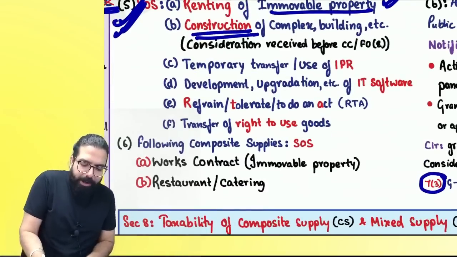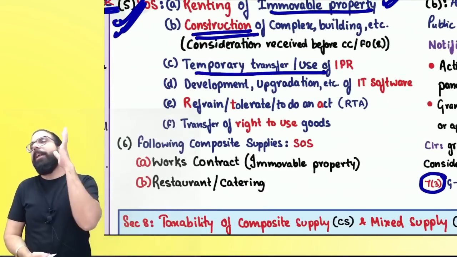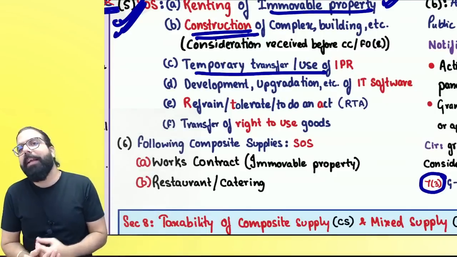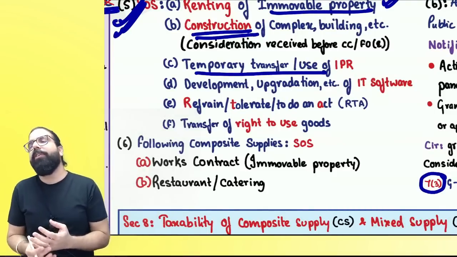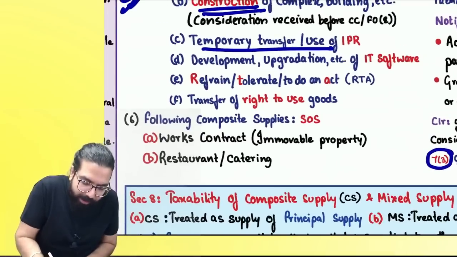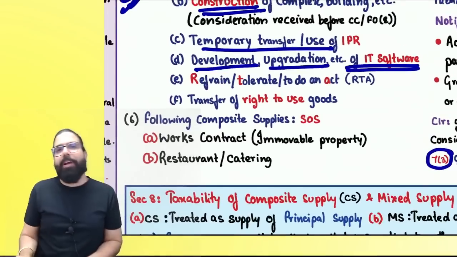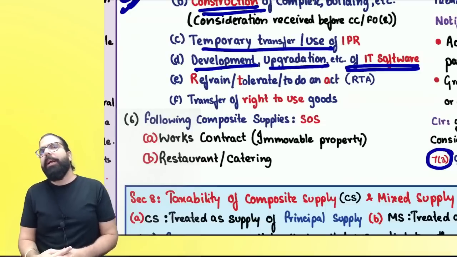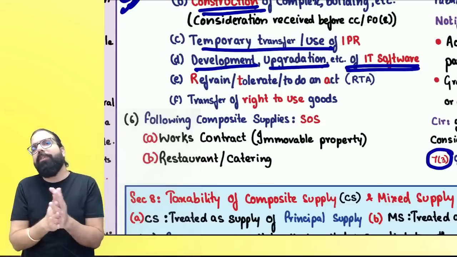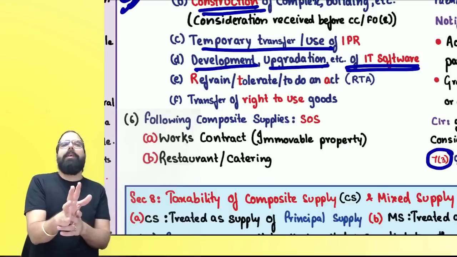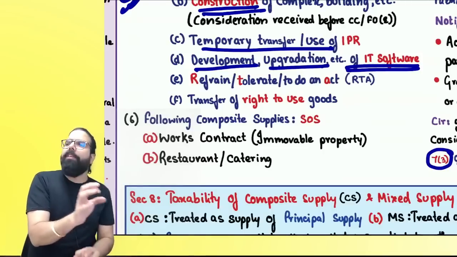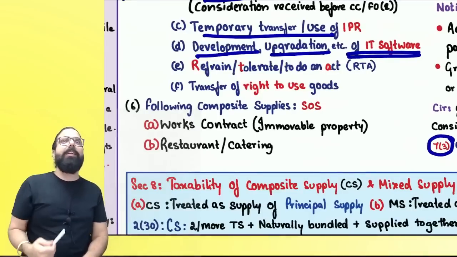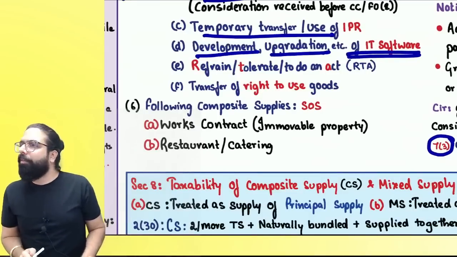The next one over here is temporary transfer or use of intellectual property rights, IPR. If I give you my copyright, trademark, patent, etc. to use, I am giving you a supply of service. The next one over here is development and upgradation of IT software. Information technology software: if pre-packed software is sold, it is always a supply of goods. But development and upgradation, always remember, is a supply of service. I developed software for you, I am giving you a service. I upgraded the software for you, I am giving you a supply of service.